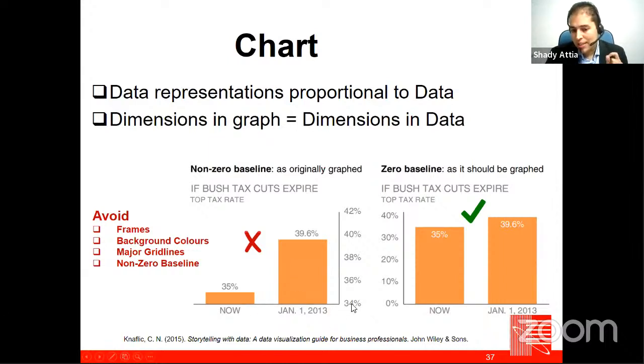Here we are talking about a scale on the x-axis that started at 34%, while the proper way to represent the data is to start from 0, so that when you are reporting or visualizing the disparity between the two samples, you do not have this false effect of magnified difference. Then you can put things in perspective. So the dimensions of your graphs and the scale used are very important. Again, avoid frames, background colors, and major grid lines, and a non-zero baseline is not a good thing. It is highly recommended to start with a zero baseline.